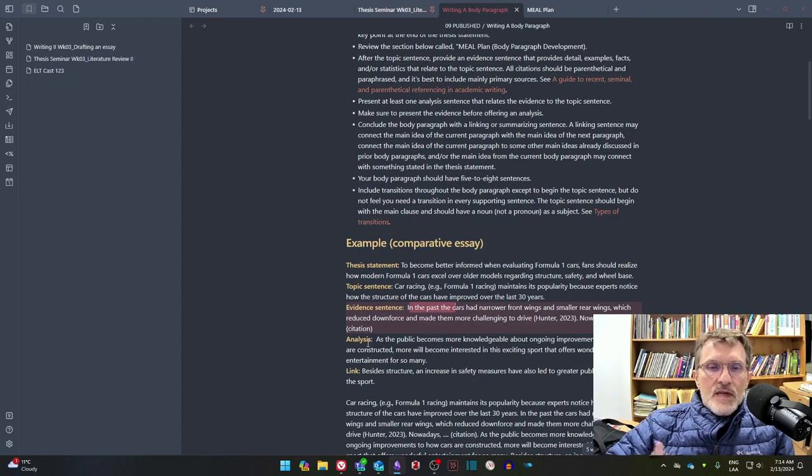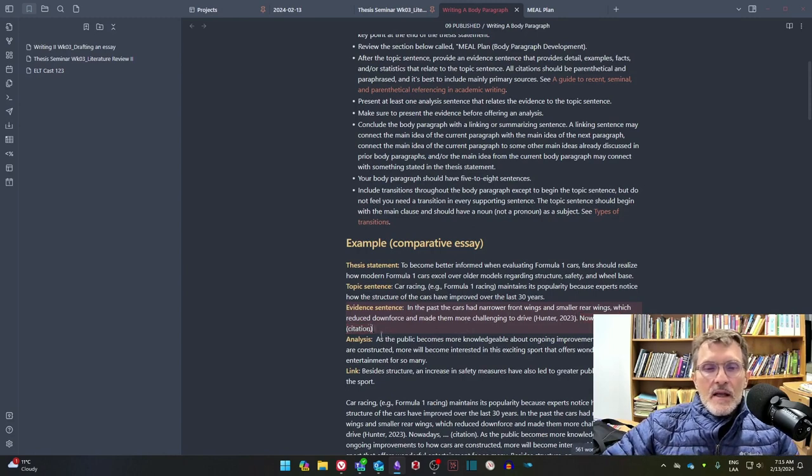Try to include an evidence sentence before you introduce an analysis sentence. In this case, because I'm comparing and contrasting, I'll probably want to follow up with another sentence with a citation, another evidence sentence that now compares older cars with something related now to the structure of the car in terms of how they're constructed currently.